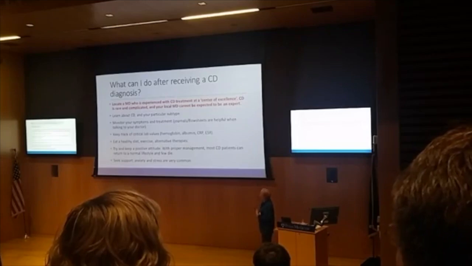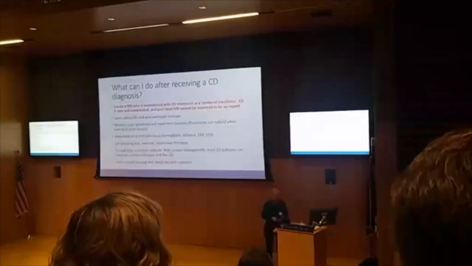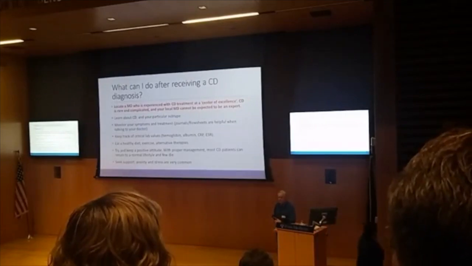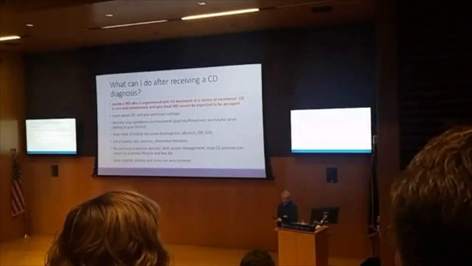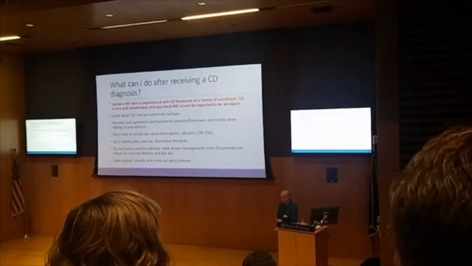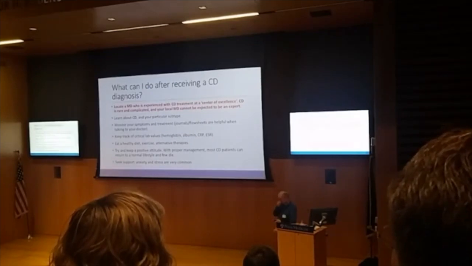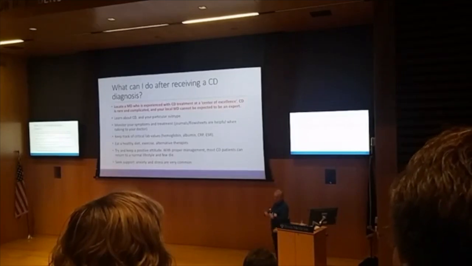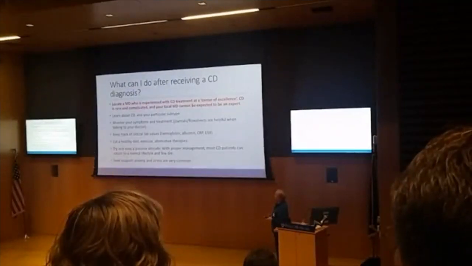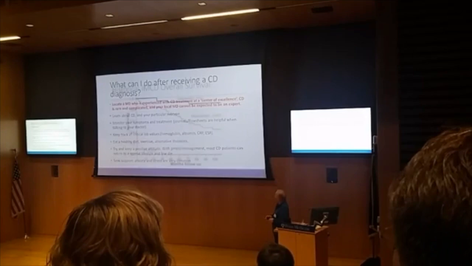So what can you do after receiving a Castleman's disease diagnosis? I think the most important thing you can do is to get yourself to a doctor who knows something about Castleman's disease. It's completely unfair to expect your local doctor to know something about Castleman's disease. This is a rare disease. He may only see one or two patients in his whole career. You cannot be an expert in a disease that you do not see. So it's very good to be seen by somebody who has experience with the disease, and he can work with your local oncologist to guide the therapy. And I think that's important in terms of improving outcome.